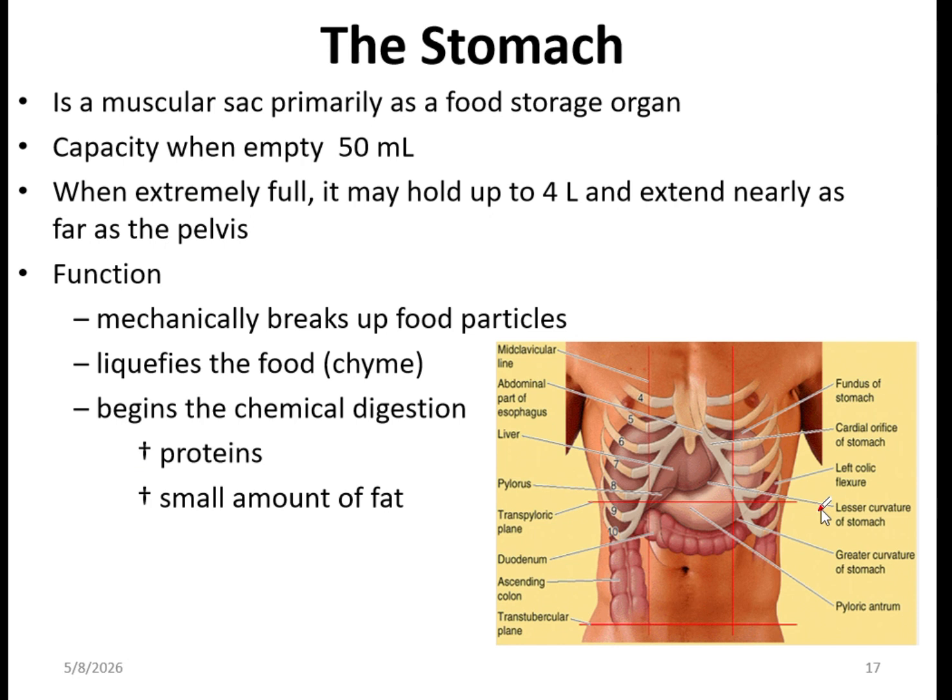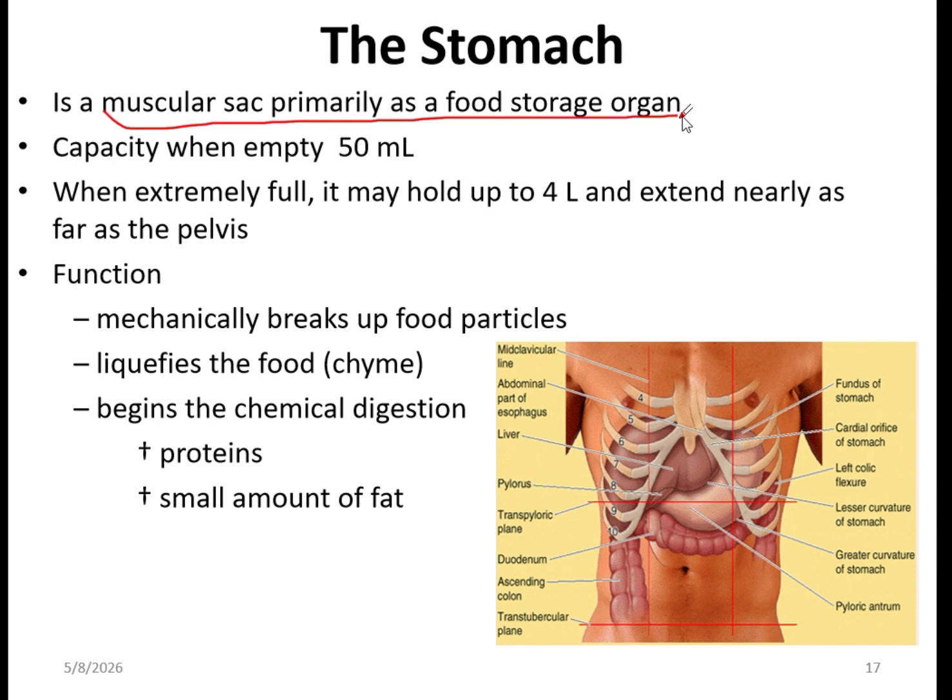Next we can talk about the stomach. Stomach is generally a muscular sac, primarily a food storage organ. The shape of the stomach is muscular and J-shaped, and it stores food for 4 to 5 hours. And what is the position of the stomach?